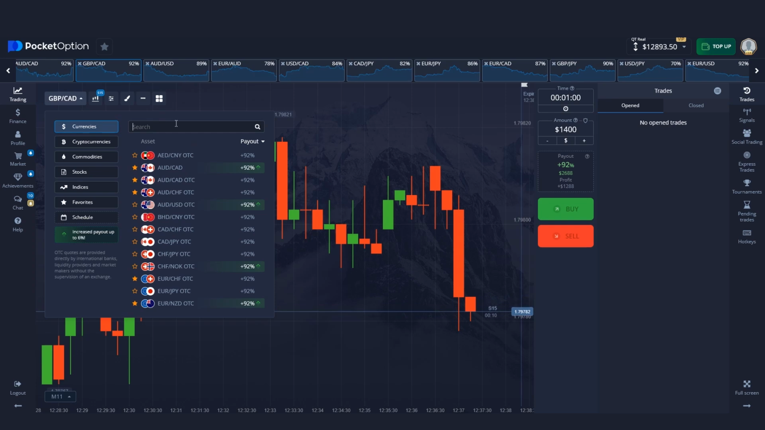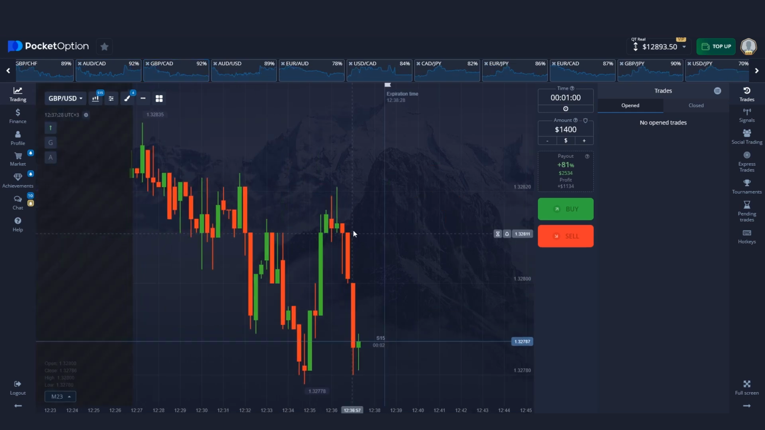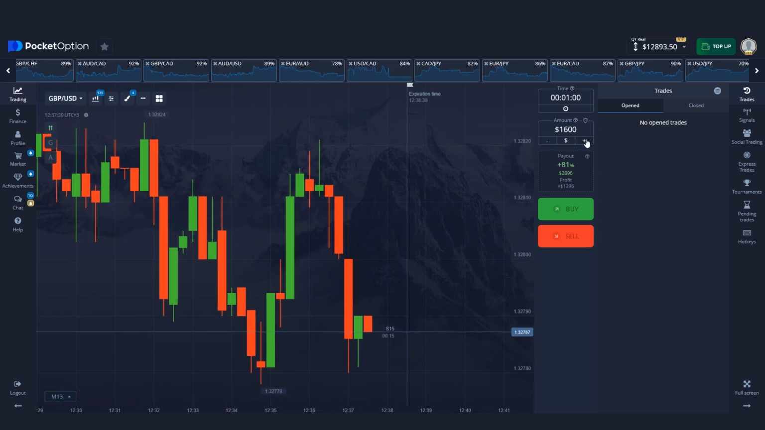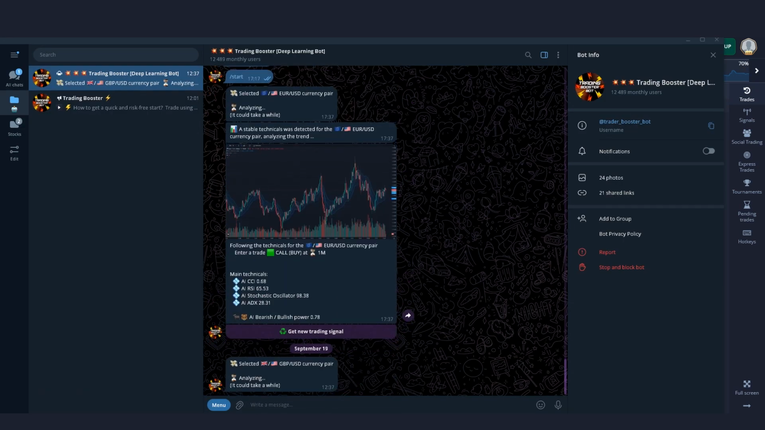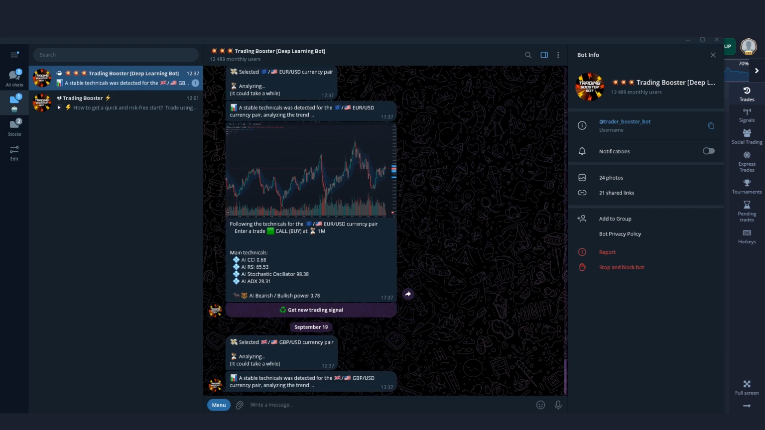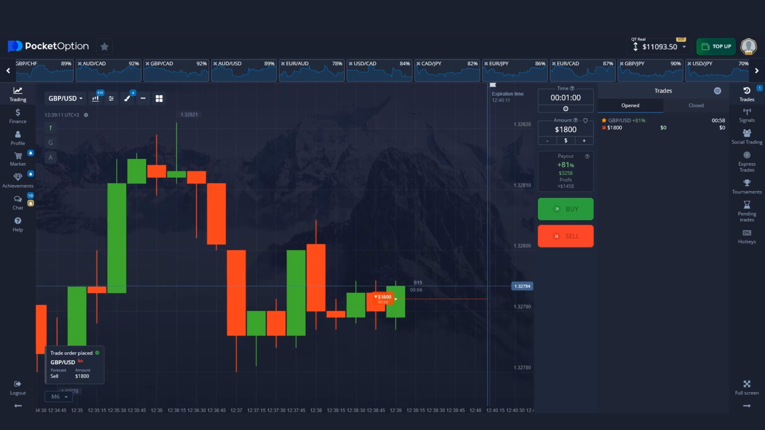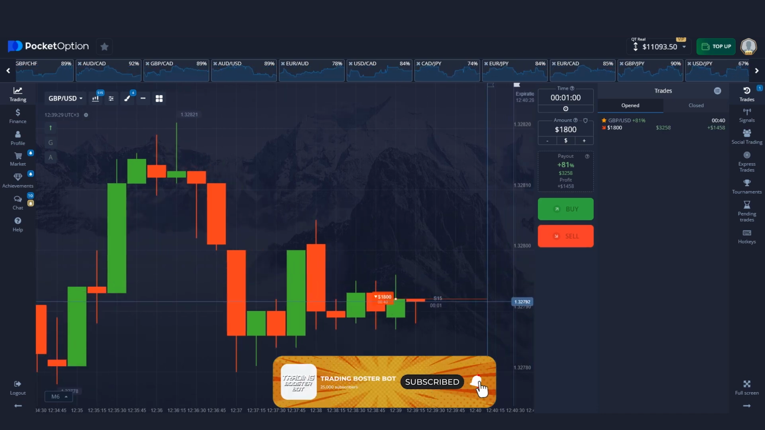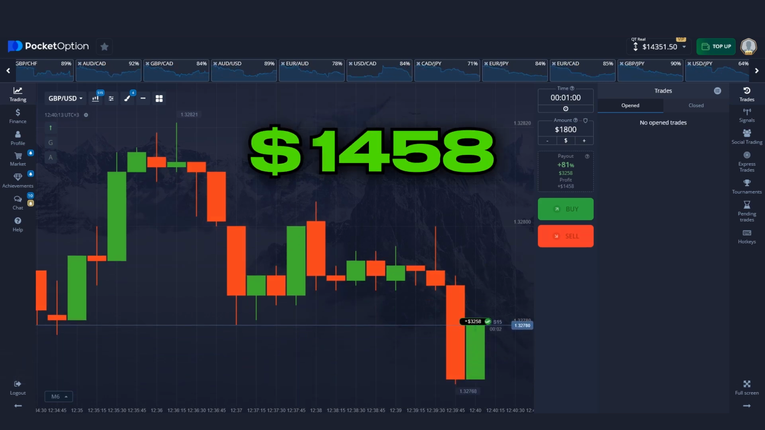By the way, there is such a magic currency pair as the British pound dollar. Let me try to make money on it. This currency pair now has the highest volatility. For $1,800, I will open my deal. I choose this currency pair. The time for the deal is also 1 minute. I get a signal to sell and immediately open my deal to sell. A great trade brings me $1,400 profit.